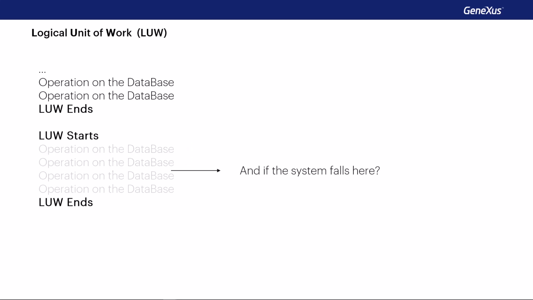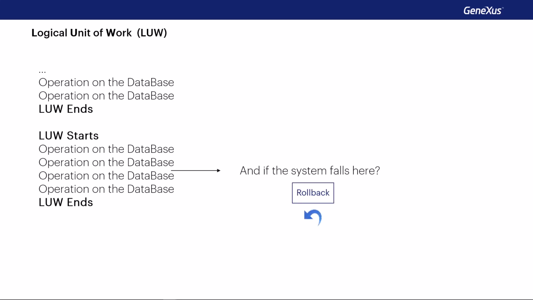Otherwise, as logical units of work define the consistent states of the database at a logical level, the database would be inconsistent. And in this case, the DBMS performs a so-called rollback to recover, keeping the last consistent state of the database.